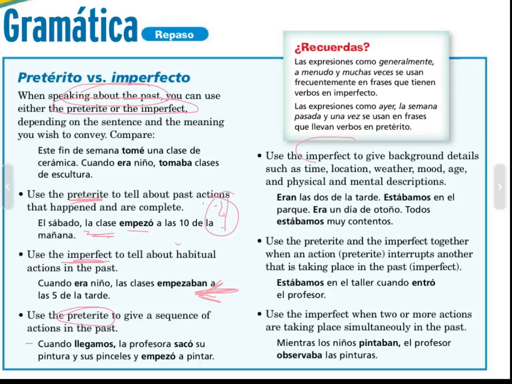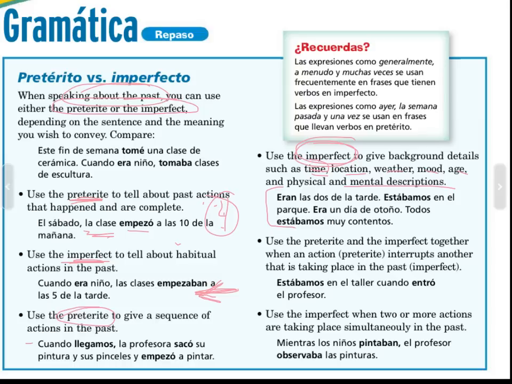Okay, we use the imperfect to give background details, such as time, location, weather, mood, and age, as well as physical and mental descriptions. So, eran las 2 de la tarde. Estábamos en el parque. Era un día de otoño. Todos estábamos muy contentos. Eran las 2 de la tarde. It was 2 o'clock in the afternoon. That's telling the time, setting the scene. Estábamos en el parque. We were in the park.